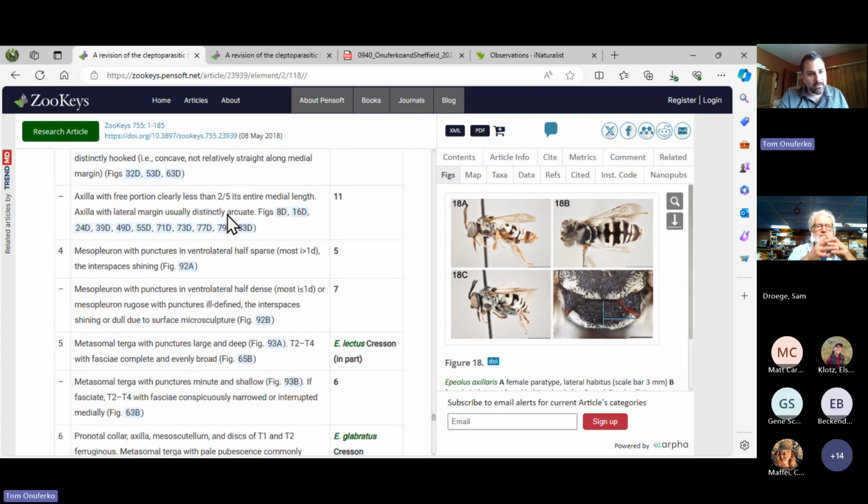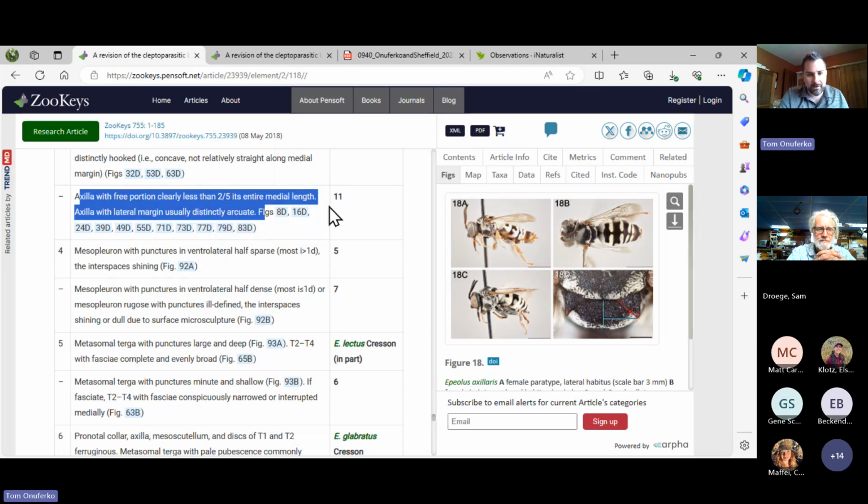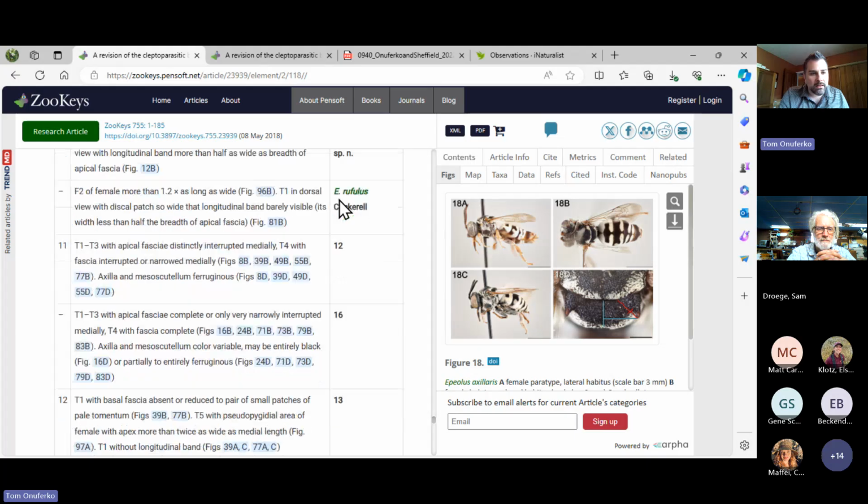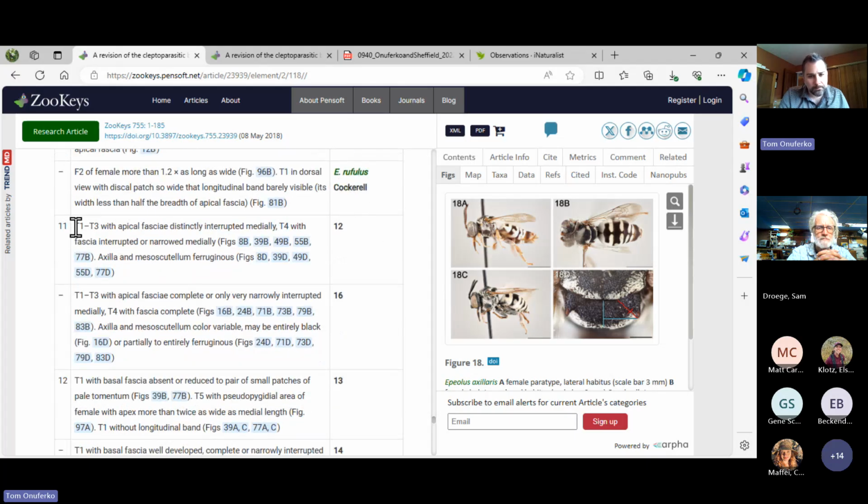So because we've picked this couplet, we'll skip ahead to this half of the couplet. We'll skip ahead to 11, so that it's none of these species. And now we'll look at the fasciae. This one can be a little tougher because every once in a while you might get aberrant specimens, but it refers to whether or not the fasciae are interrupted medially.